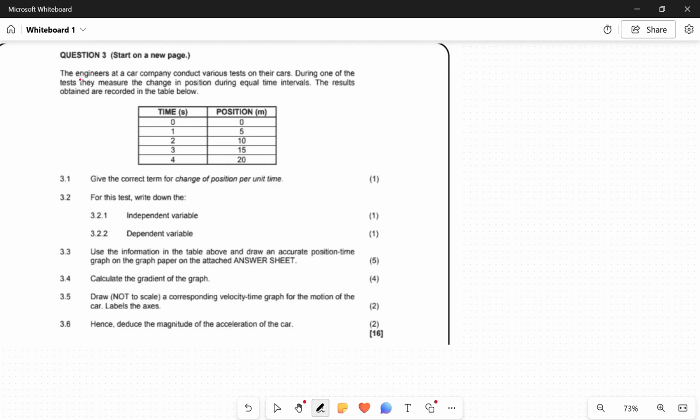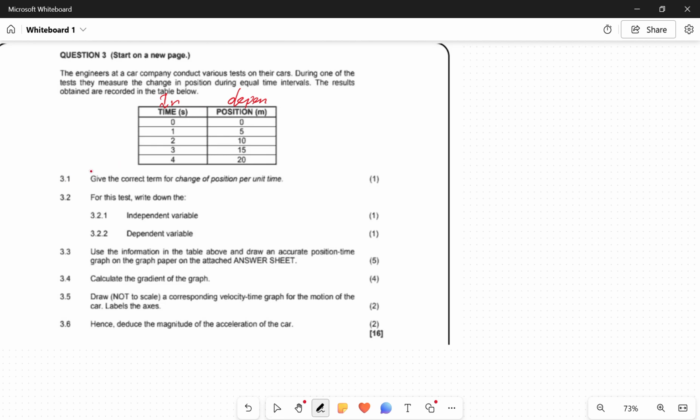They say here that the engineers at a car company conduct various tests on their cars. During one of the tests, they measured the change in position during equal time intervals. The results obtained are recorded in the table below. This is our table, and it's not our first time seeing it. By now we know that time here will be our independent variable and position will be our dependent variable. That's important information. Okay, now let's get into our questions.